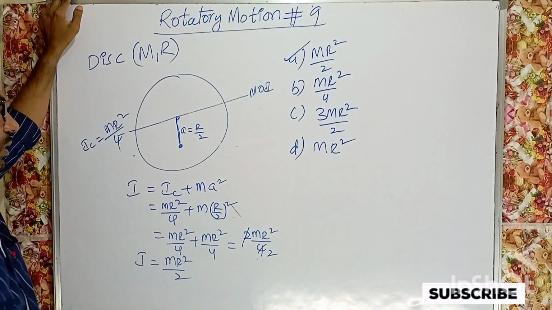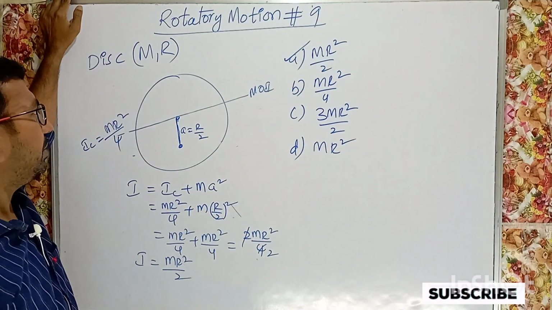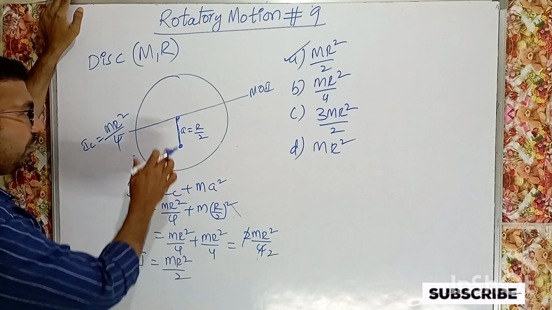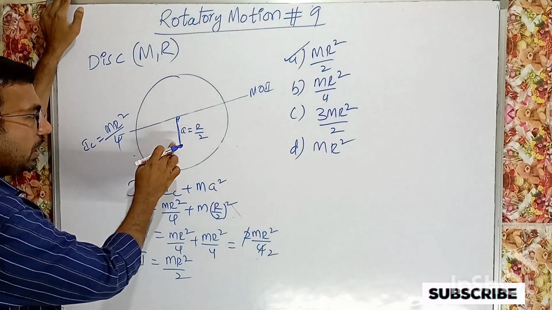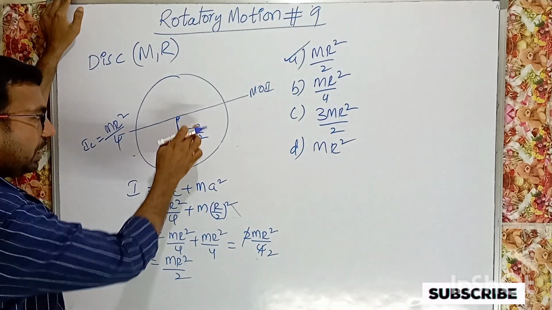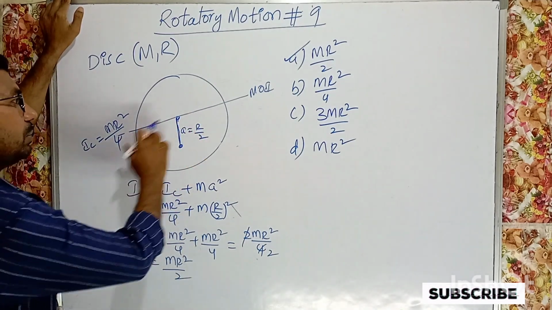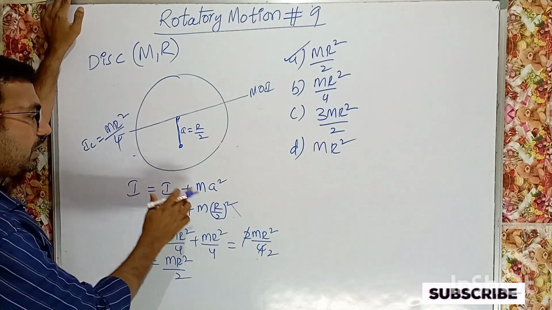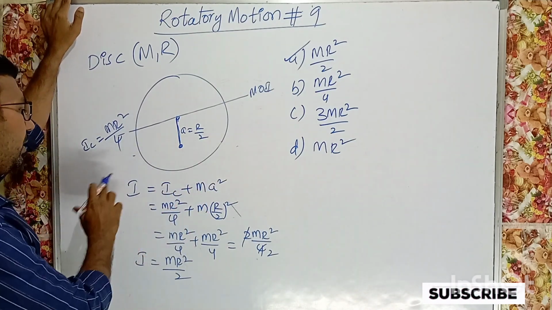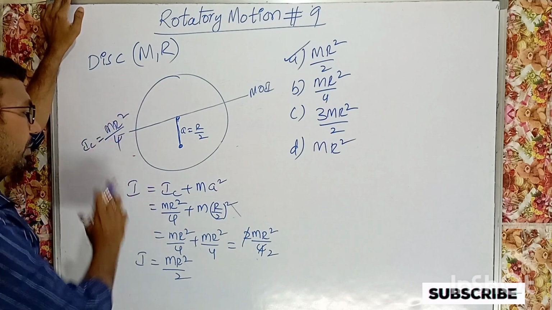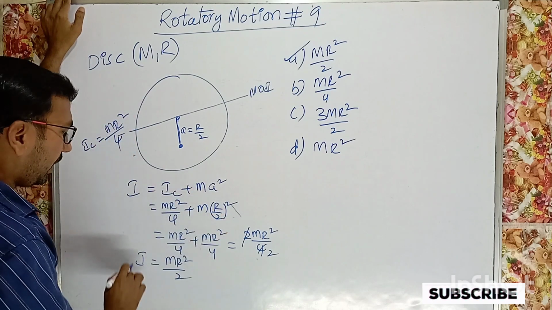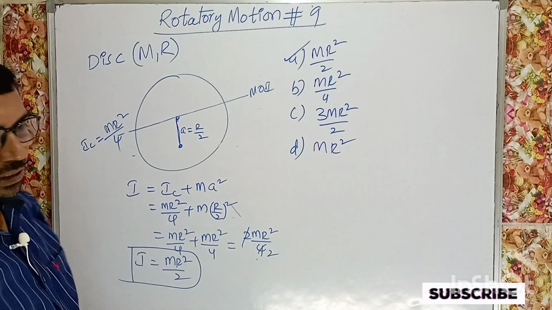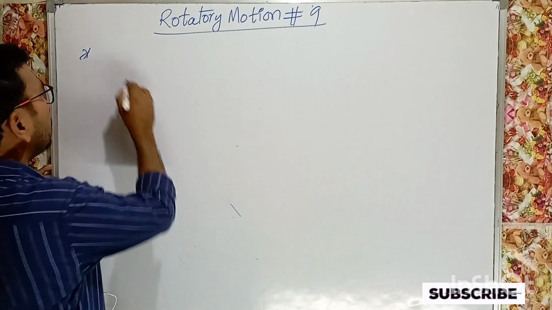So here the disc has mass m and radius r. You can find the moment of inertia at r by 2 distance from the center. The moment of inertia I is equal to IC plus ma square. We know IC is equal to mr square by 4. Substituting here, you will get the total moment of inertia I equal to mr square by 2.